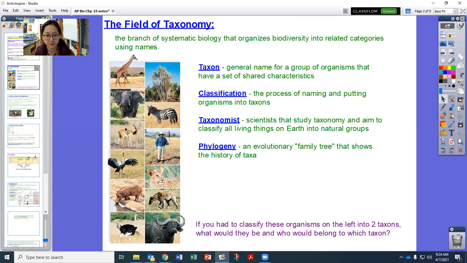Now, looking at these images on the left, we have a giraffe, some sort of tree, an elephant, a zebra, a gazelle, a person, a stork, a lion, a warthog, a hyena, a water buffalo, and an ostrich. Now, if you had to classify these organisms on the left into 2 separate taxons or 2 groups, what would those groups be? And who would belong to which taxon, right? You can pick any characteristics that you want to group them by, but make sure you're clear and explain it in your notes.